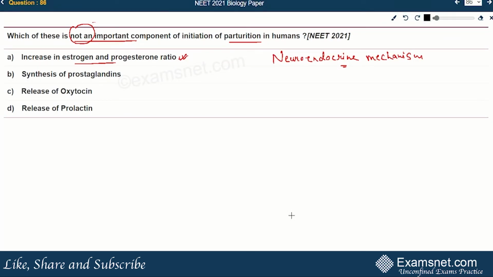Then what else happens? Prostaglandins, which stimulate the uterine contractions, are also produced. Okay, so synthesis of prostaglandins is also an important component here. Okay, what does this do? It acts on the myometrium.